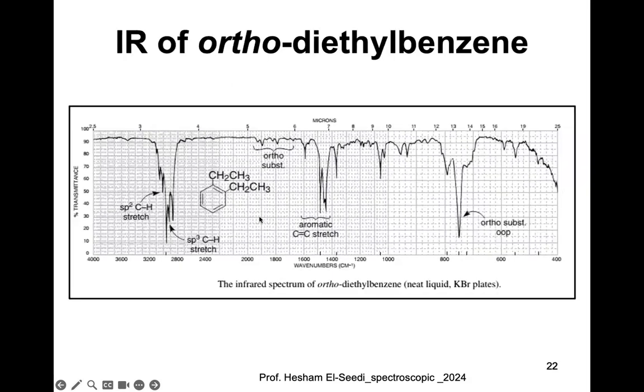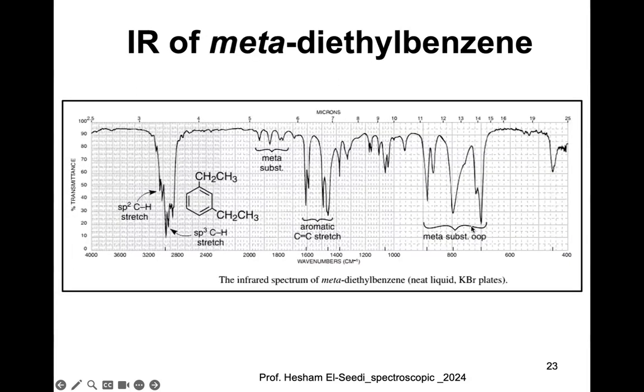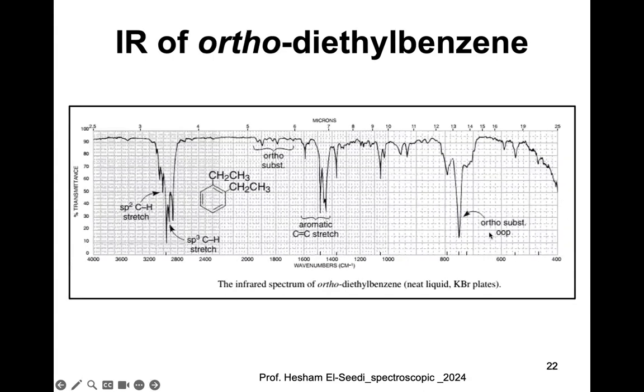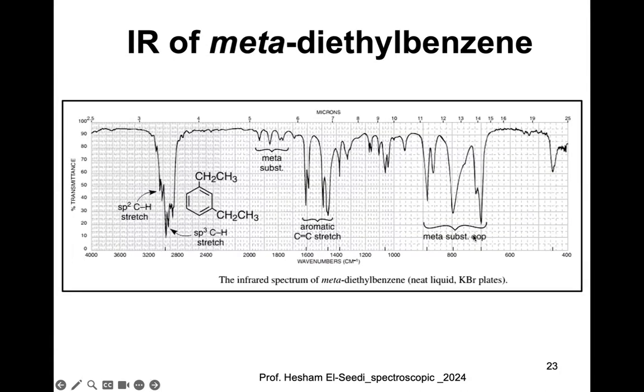But if you take another example, you will see practice the same way. Higher delta value, then C double bond C and out of plane bending at the lower one. So you can practice also about meta substitution. It has 3 different peaks. Of course, here the ortho substitution is only 1 peak in out of plane bending. But if it is meta substitution, it is 3 peaks of out of plane bending.